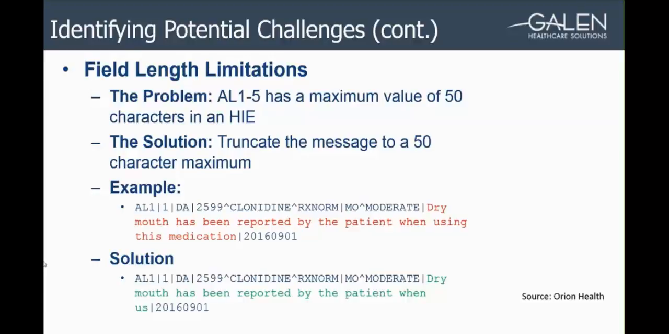Another potential solution would be to replace any text that's over 50 characters with some sort of indicator to the portal user that more information may be available upon contacting the clinic. So instead of displaying the reaction text, you'd want to display something like "reaction too long, contact the clinic." Yet another option would be to not populate the portal with AL1 segments from this particular participant, since the format therein could cause clinical risk and it doesn't meet the HIE specifications.